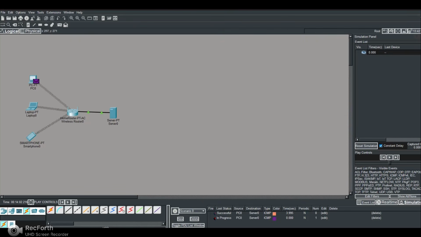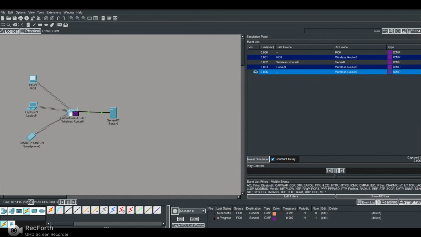First, I will send a normal packet from the PC to the server by adding a simple PDU from PC0 to Server0. So by simulating it, here we can see that the packet is delivered successfully. This represents normal network communication where devices send limited and expected traffic.